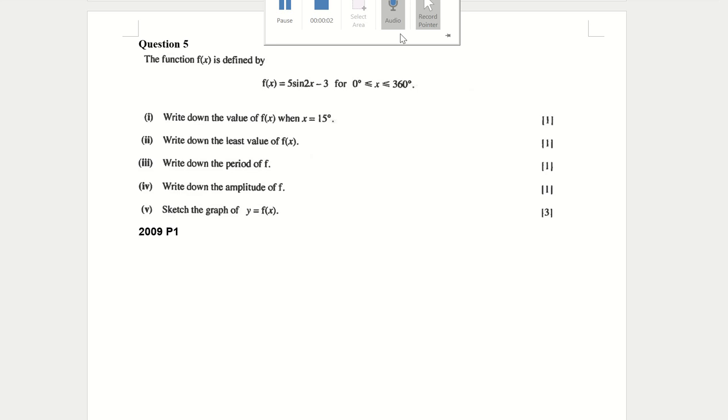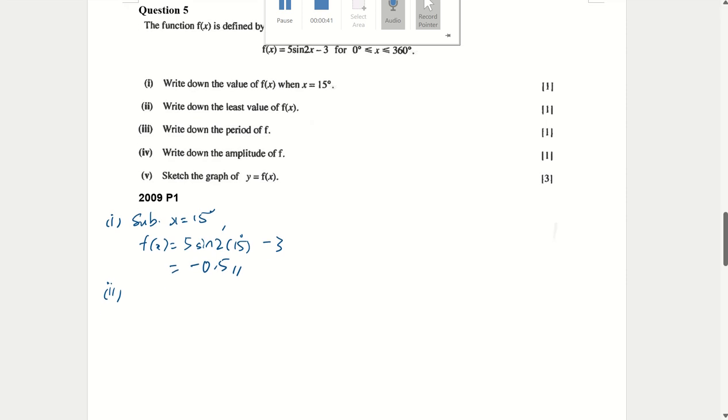Okay, let's look at question 5. The function f(x) is defined by 5 sin 2x minus 3. Write down the value of f(x) when x equals 15. So you just sub x equals 15 degrees. So f(x) equals 5 sin(2 times 15 degrees) minus 3. Just press this into the calculator, and what you have is 5 times sin 30 degrees minus 3, and you have negative 0.5.